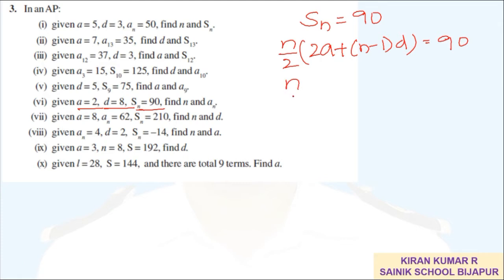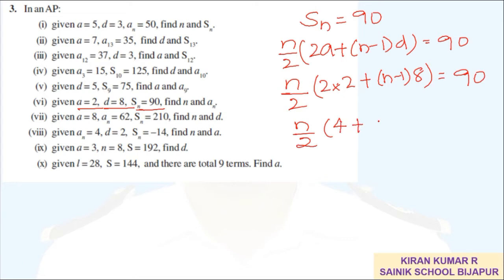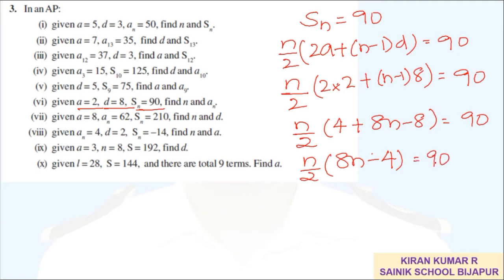Let me substitute that. I'll be getting n by 2 times of 2 plus n minus 1 into 8 equal to 90. So we get n by 2 times of 4 plus 8n minus 8 equal to 90. So it becomes n by 2 times of 8n minus 4 equal to 90. Upon simplification, we will be getting it as 8n square minus 4n equal to 180.